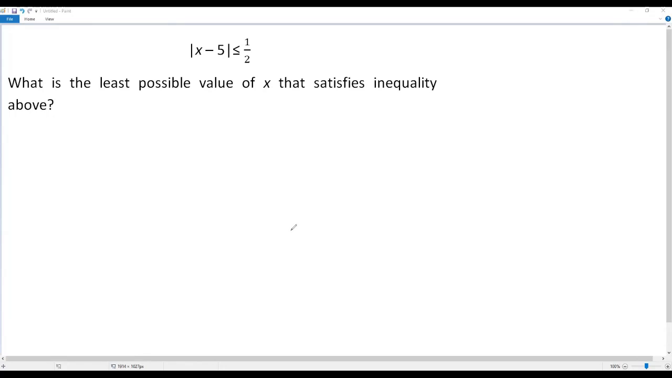Here we have a math problem in algebra 2. Okay, let's go to the question. Absolute value of x minus 5 less than or equal to 1 over 2. What is the least possible value of x that satisfies the inequality above?